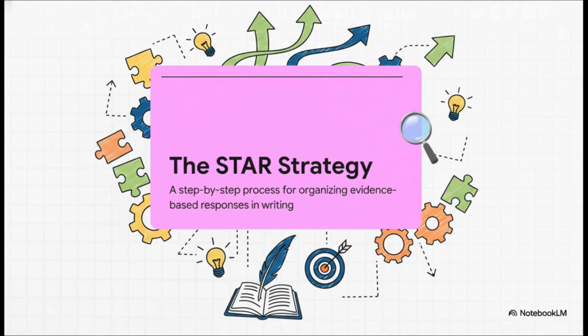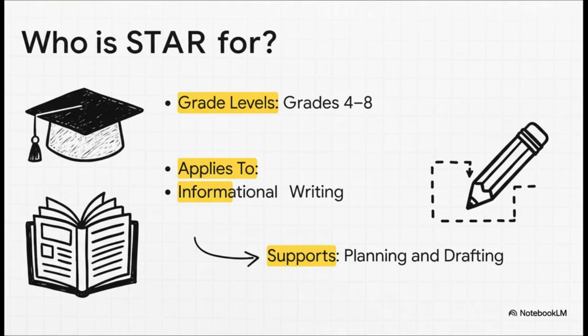So the main thing to get here is that STAR isn't just some vague suggestion. It's a concrete, repeatable process. It really takes the guesswork out of writing for students and gives them a reliable structure they can lean on every single time. Now you're probably wondering, okay, but is this right for my classroom? Well, here's the breakdown. The strategy is absolutely perfect for students in grades 4 through 8. It's designed for informational, text-based writing, and it gives them amazing support during those really crucial planning and drafting stages.